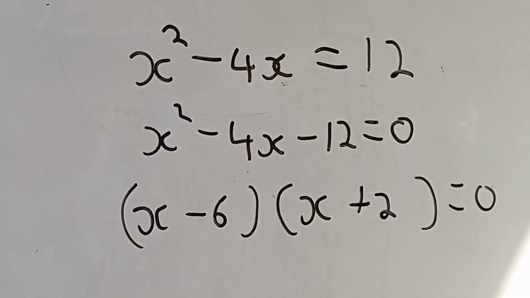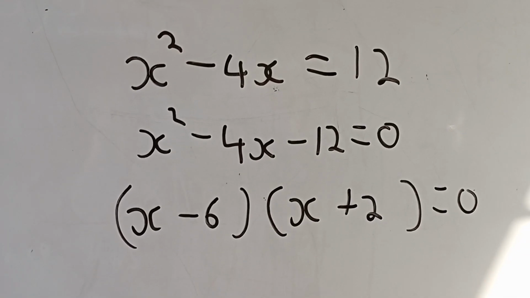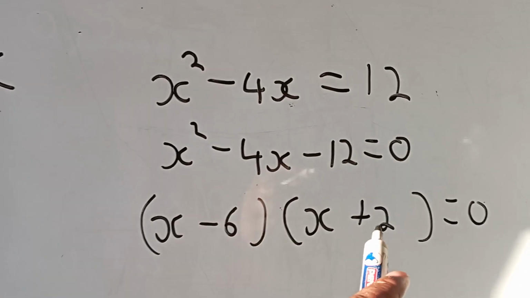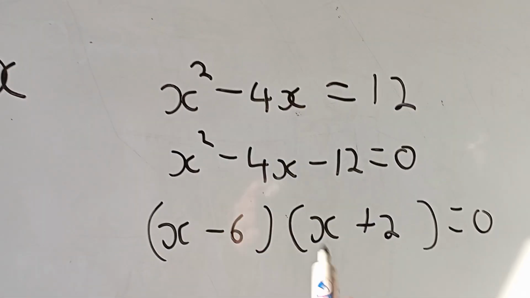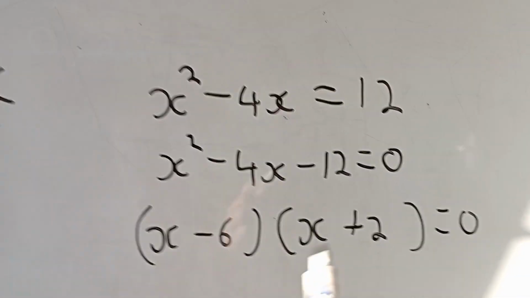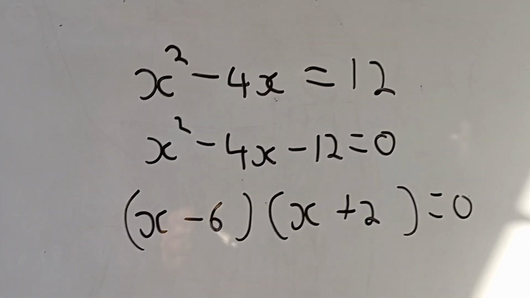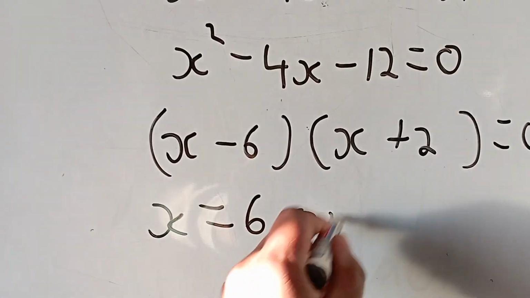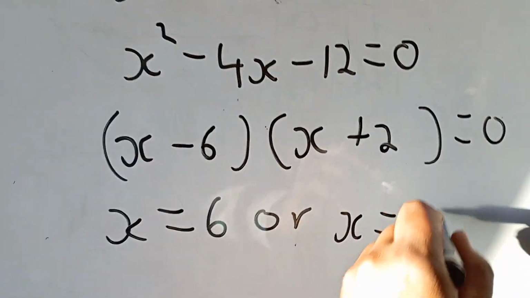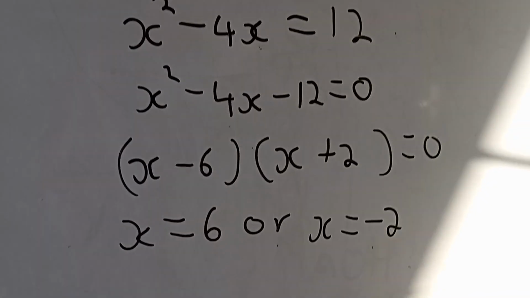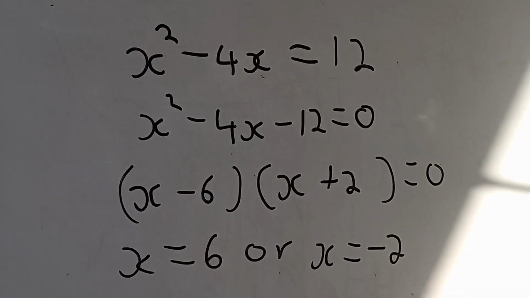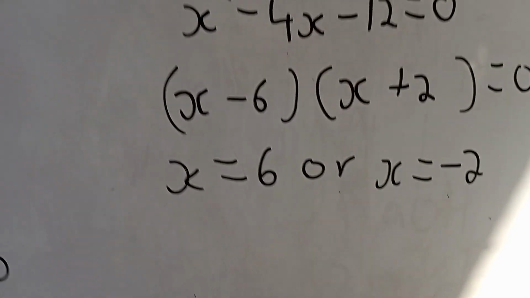Right. So when we have it like this, then x times x gives you x squared. x times 2 gives you 2x. Minus 6 gives you minus 4x. Then gives you minus 12 when you multiply them. So your x is going to be equal to 6 or x equals negative 2. So you have solved for x in one part. But we have two parts.